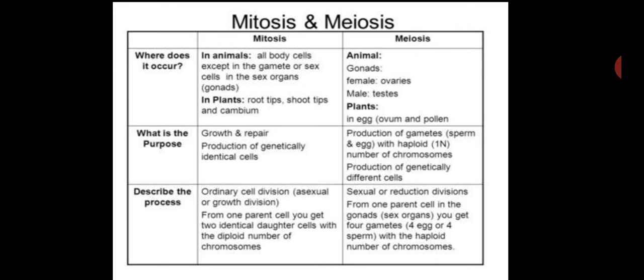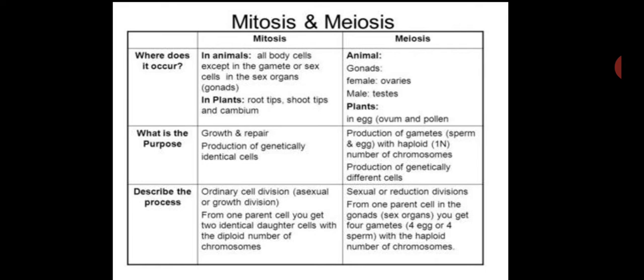There, pollen mother cells or microspore mother cells undergo meiosis, which results in haploid pollen grains or male gametes. This process is known as microsporogenesis, right? So here mitosis mainly occurs in somatic cells or body cells, whether in animals or in plants.